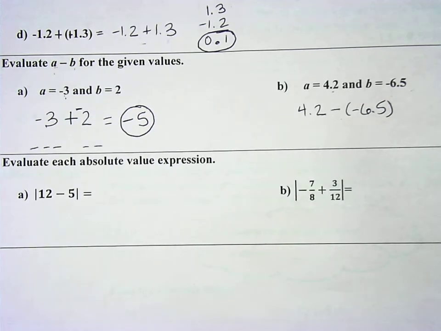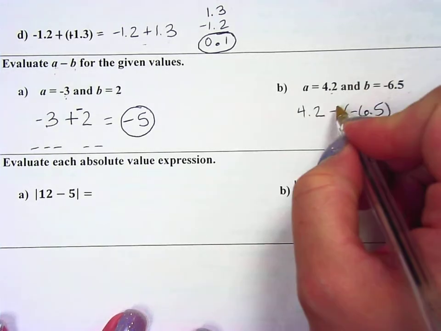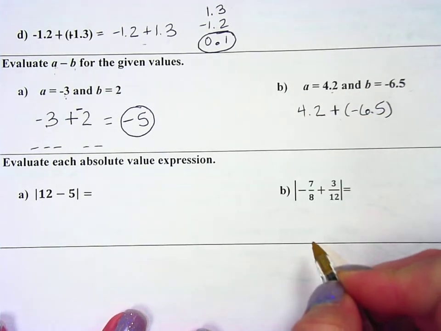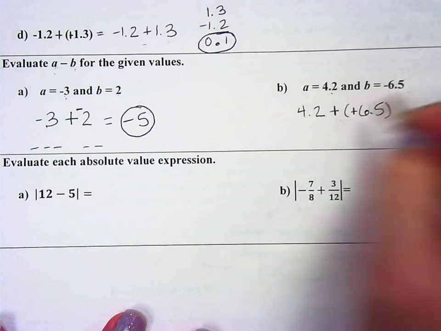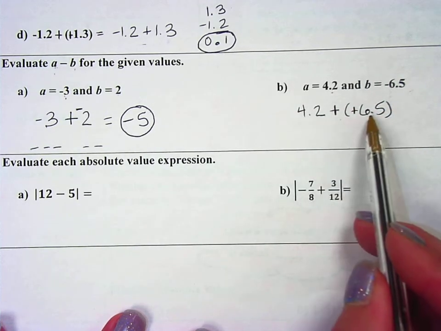Since I have a minus sign though, I do need my additive inverse again. So I'm going to leave the 4.2. I changed my subtraction to an add. The inverse of -6.5 is positive 6.5. So I'm looking for 4.2 plus 6.5.